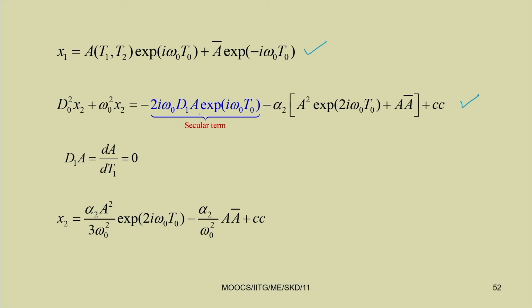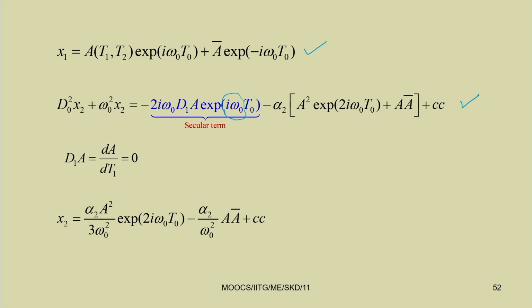So, this divided by d0 square plus omega0 square, and replacing this d0 square by the square of this term, square of i omega0. So, this is i omega0 square equal to minus omega0 square. So, minus omega0 square plus omega0 square equal to 0. So, in the denominator it becomes 0, so this term tends to infinity. As this term tends to infinity, this is known as the secular term.